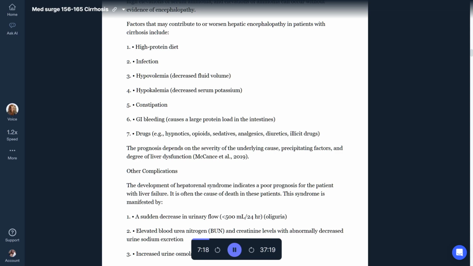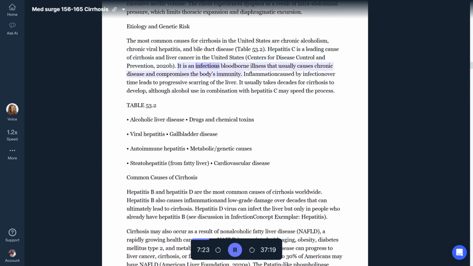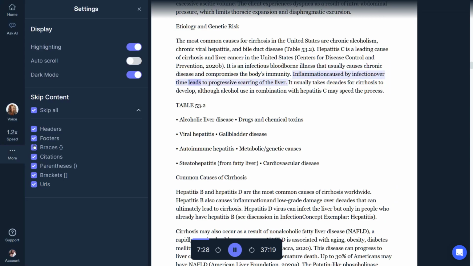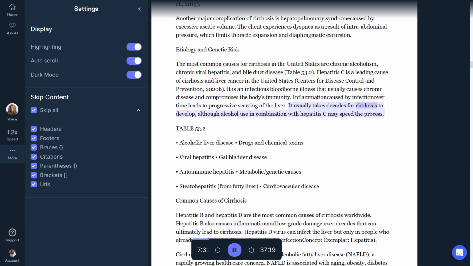Hepatitis C is a leading cause of cirrhosis and liver cancer in the United States. It is an infectious blood-borne illness that usually causes chronic disease and compromises the body's immunity. Inflammation caused by infection over time leads to progressive scarring of the liver. It usually takes decades for cirrhosis to develop, although alcohol use in combination with hepatitis C may speed the process.